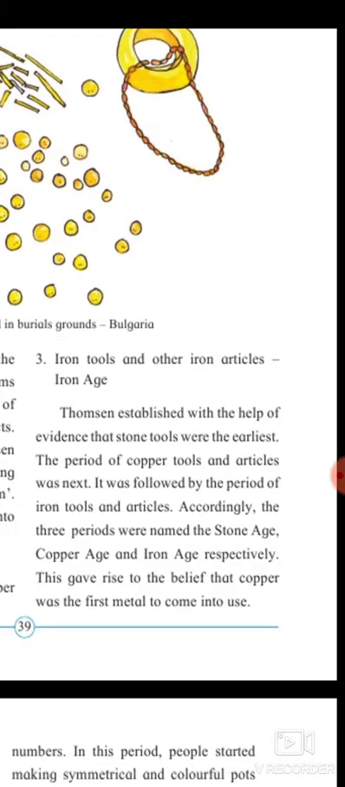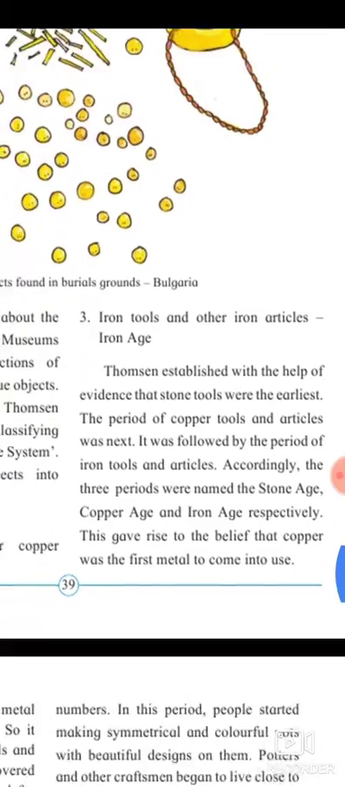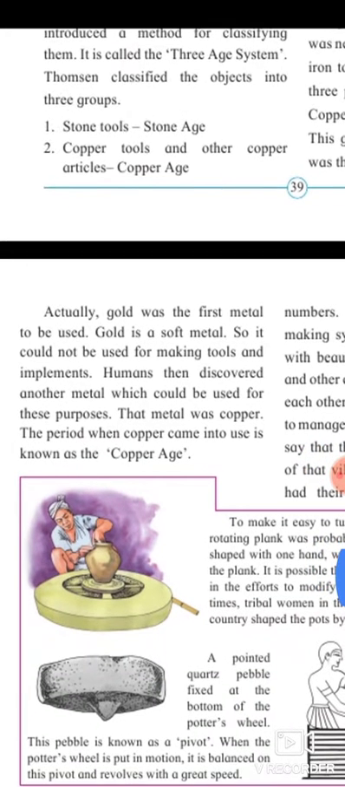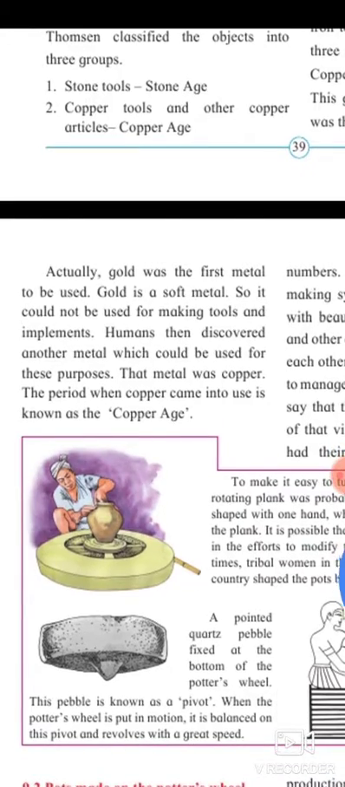This gave rise to the belief that copper was the first metal to come into use. Actually, gold was the first metal to be used. Gold is a soft metal, so it could not be used for making tools and implements. Humans then discovered another material which could be used for these purposes. That metal was copper. The period when copper came into use is known as the Copper Age.